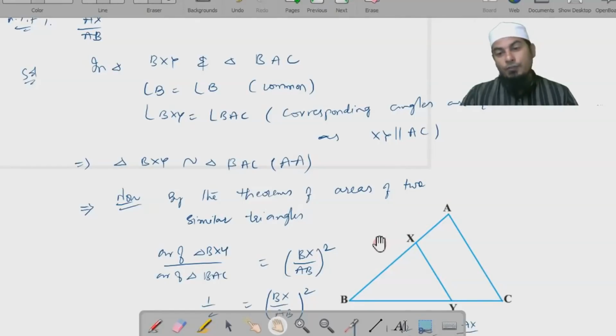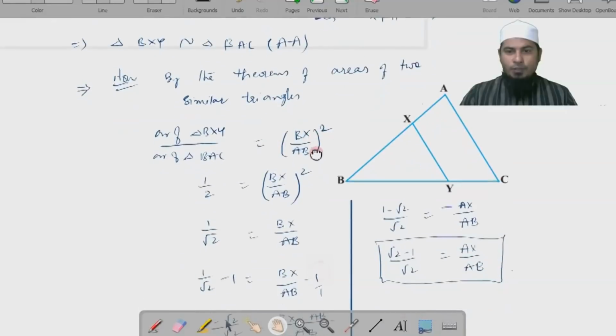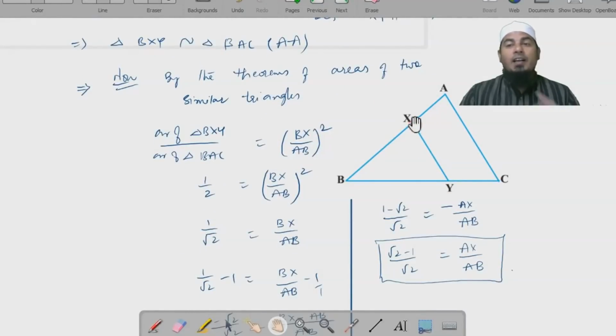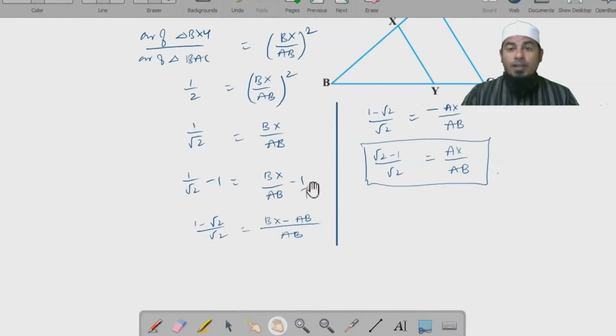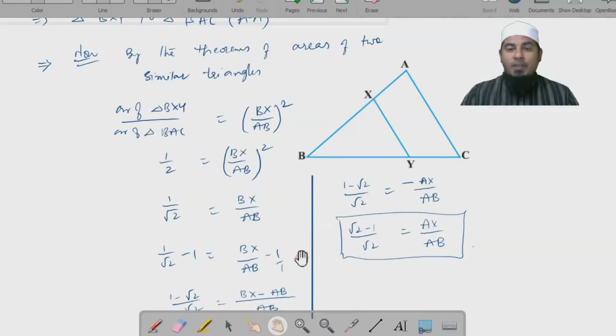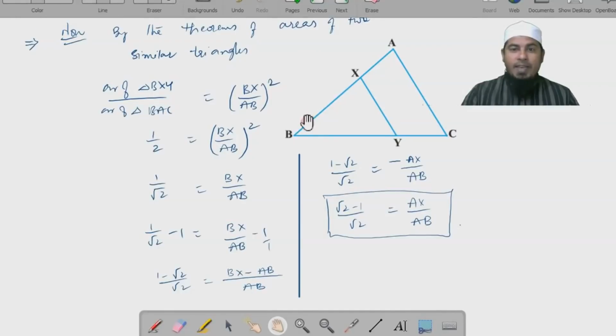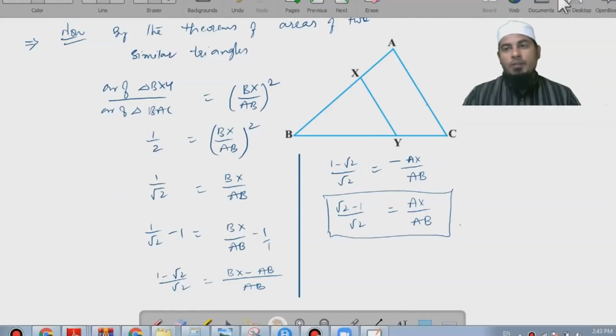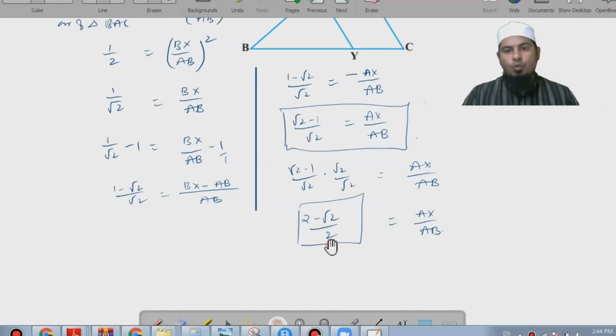Then by the theorem of areas of two similar triangles, area of BXY by area of BAC is equal to BX by AB whole square, that is the square of the ratio of the corresponding sides. The area ratio is given as 1/2, and transposing the square to the other side, BX by AB is 1/√2. Subtracting 1, because I don't want BX, I want AX, the simplification gives BX minus AB by AB, which leaves minus AX by AB. Multiplying by minus on both sides, AX by AB is (√2 minus 1)/√2. This is your answer. If you want to keep it like this, okay, otherwise rationalizing gives a more simplified one: (2 minus √2)/2, or 1 minus √2/2, as the ratio. I hope you understood the solution.